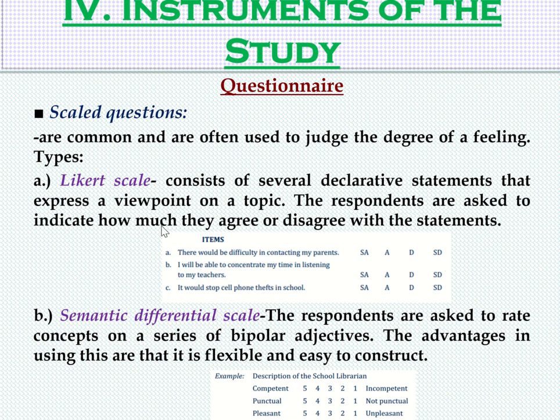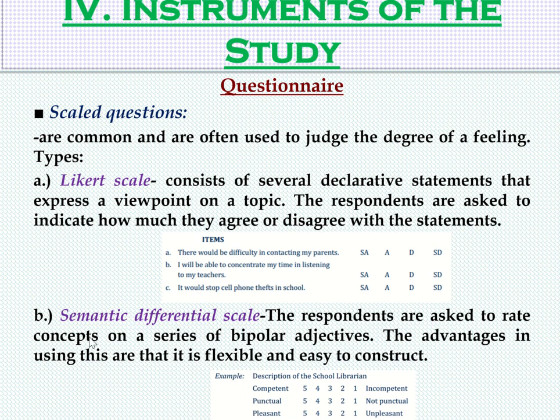So in this example, this is a Likert scale that measures attitudes towards the ban of cell phones in school. So ito yung question or the item. And then yung respondents will have to choose if they strongly agree, disagree, or strongly disagree sa statement na to. So that is for the Likert scale.